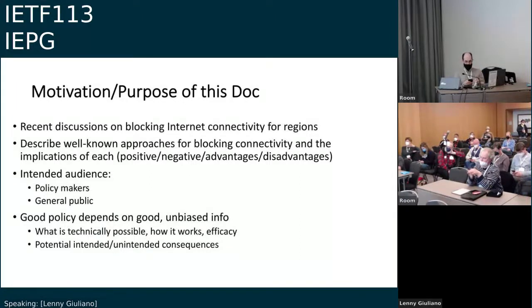Basically, everybody who's not in the room right now or in this working group, but is interested in understanding what we who are in the room have as common knowledge on the topic of filtering, blocking, and what it would look like and the kinds of considerations one should know about if one wanted to block connectivity for a region. The idea here is that policymakers do depend on good, unbiased information, sober, clear, technical information on what is possible, how it works, and would it actually do anything.